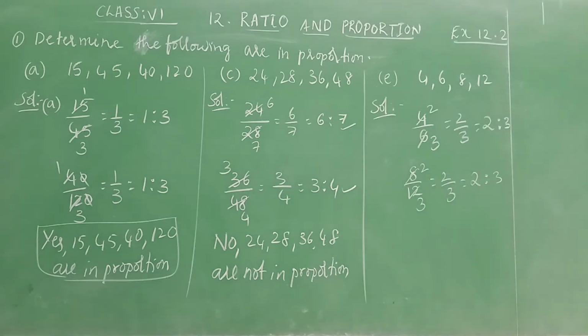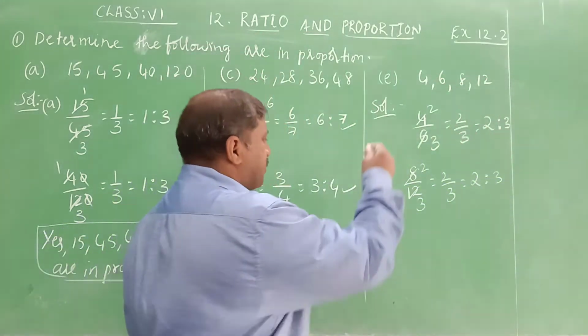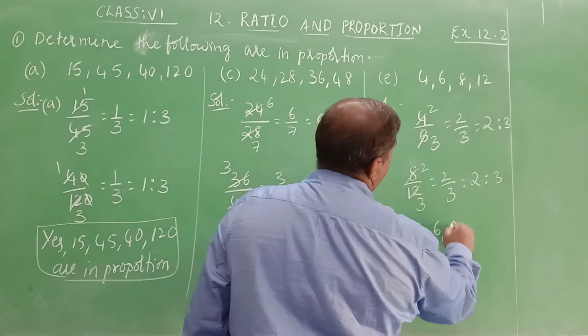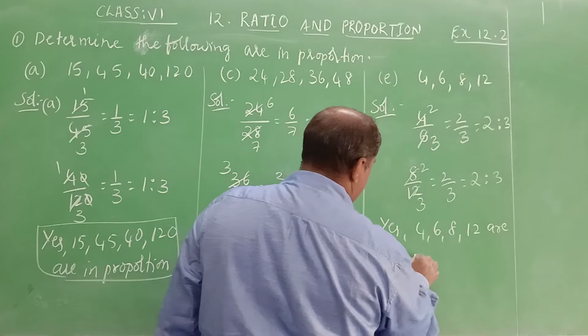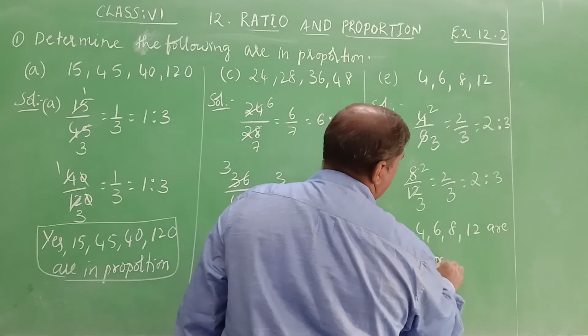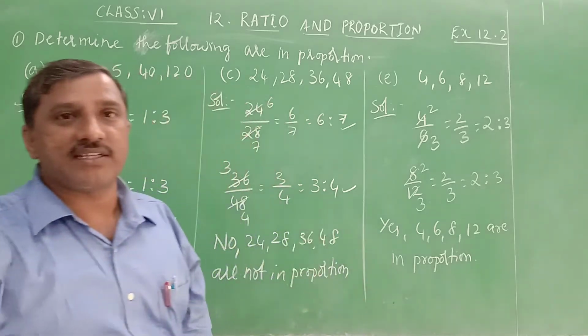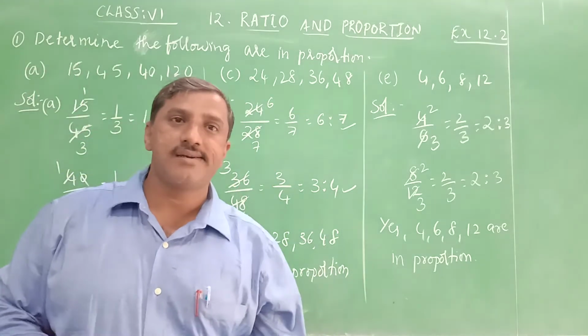We got the same ratio. 2 is to 3 and 2 is to 3. Yes, they are in proportion. 4, 6, 8, 12 are in proportion. So like this, we can check whether the given numbers are in proportion or not. Is it clear, children? Yes.